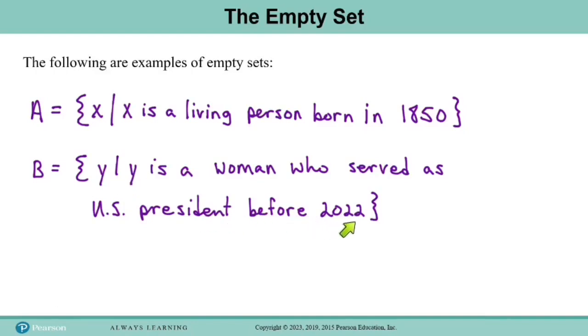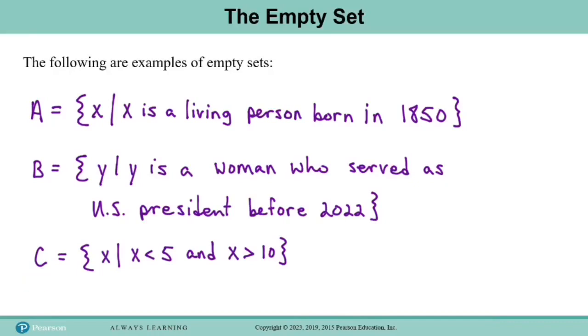President before 2022, well, that set is also empty, because there could be a woman elected in the future, but there are not any women in history before 2022 who served as U.S. President. So B is also the empty set. And then let's think about set C.